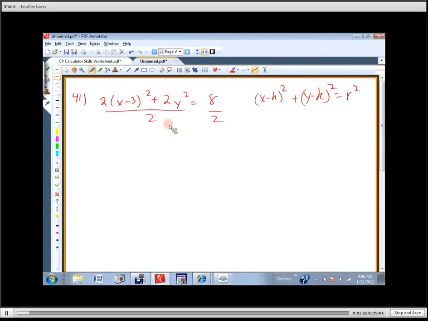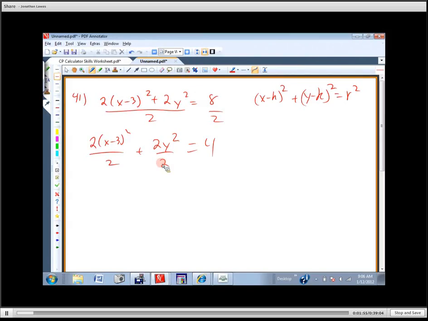What a lot of people do naturally is one of two things. They just say, oh, well, I'm just going to cancel a 2 from everything. What you're really doing is breaking this up into that term, this term right here divided by the 2, this term right here divided by the 2, and of course on this side we just get a 4. So you can cancel the 2 with the 2 now because those are each factors. Cancel the 2 with the 2 there because those are each factors.